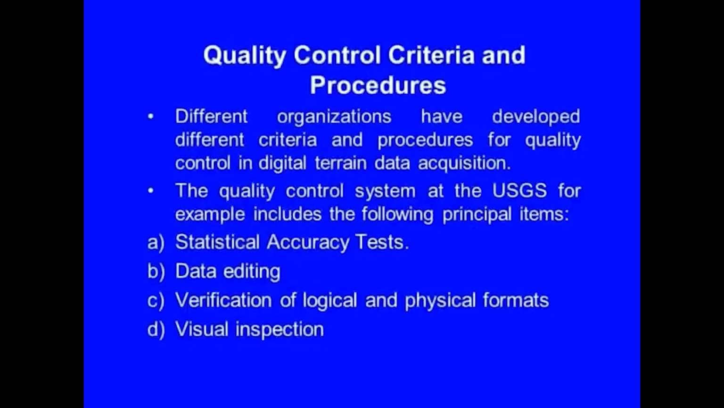Quality control criteria and procedures. Different organizations have developed different criteria and procedures for quality control in digital terrain data accuracy. The quality control system at the USGS, for example, includes the following principal items. These are statistical accuracy tests, data editing, verification of logical and physical formats, and visual inspection.